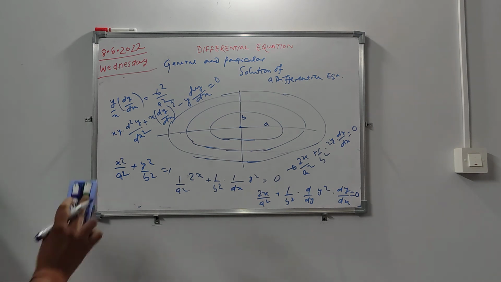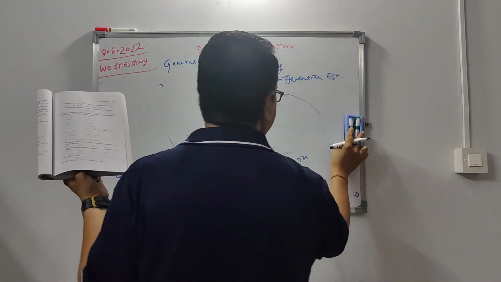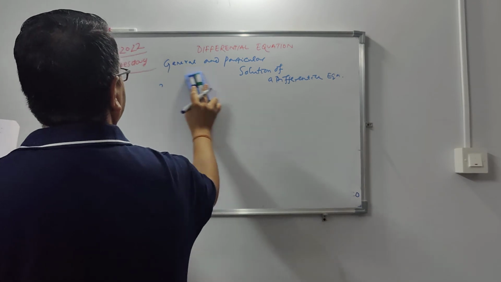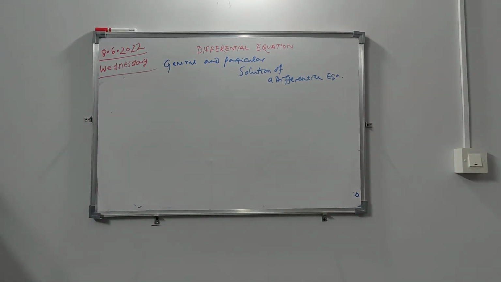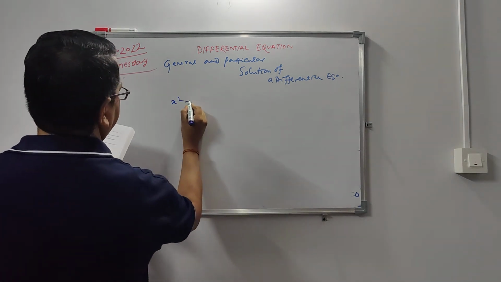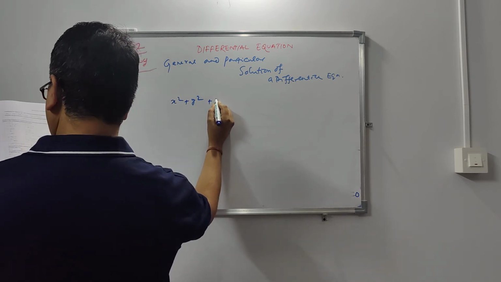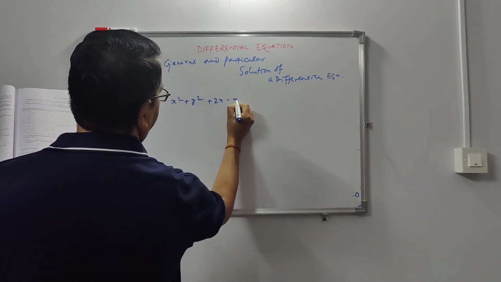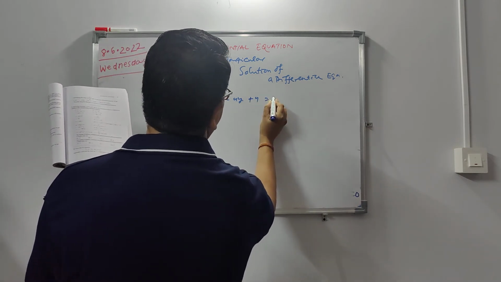See, this is for ellipse. Earlier for circle we have not derived it. Let us derive. Okay. x square plus y square plus 2x minus 4y plus 4 is equal to 0.